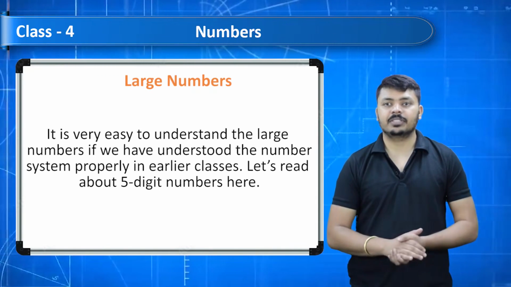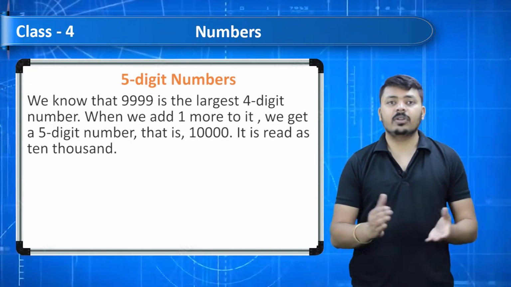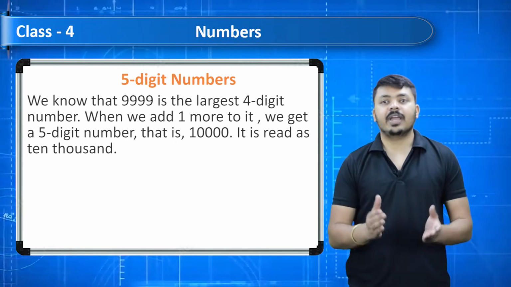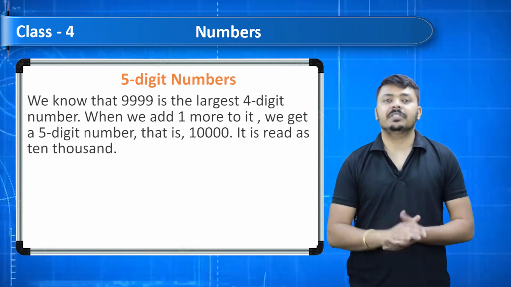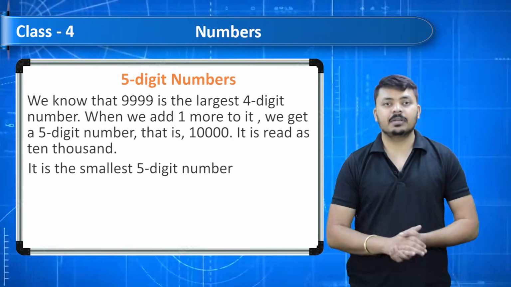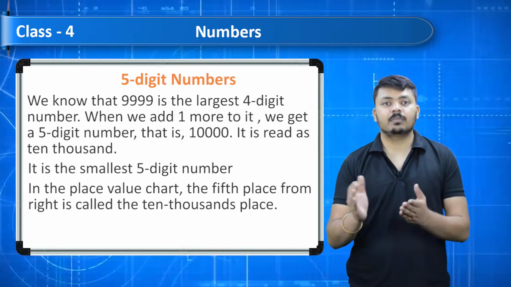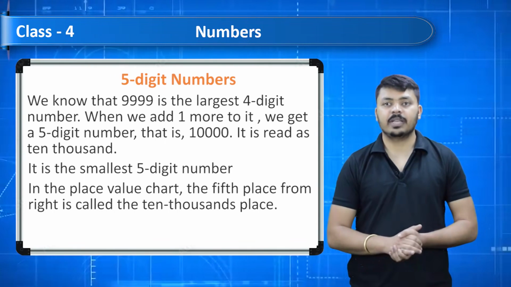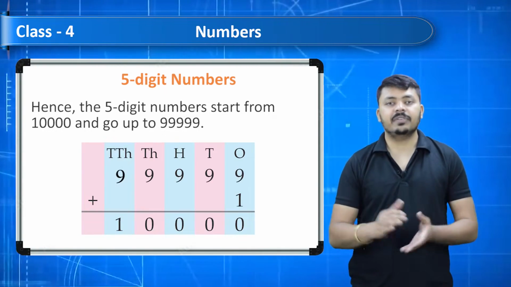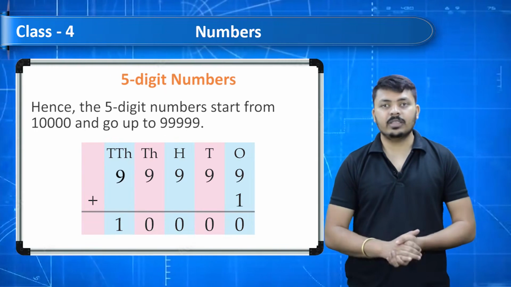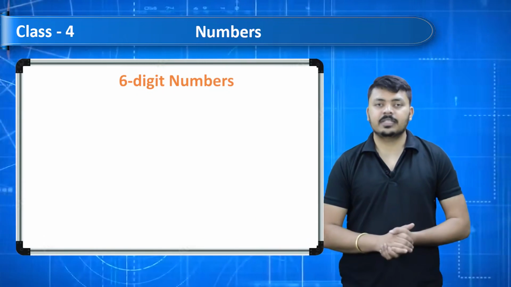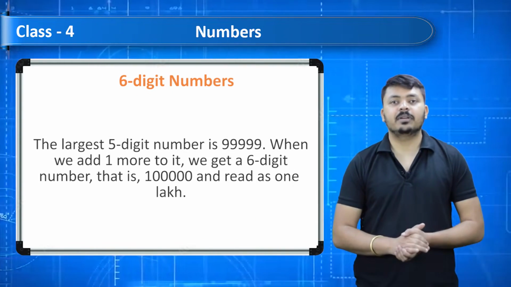Let's read about 5-digit numbers here. We know that 9,999 is the largest 4-digit number. When we add one more to it, we get a 5-digit number, that is 10,000. It is read as 10,000. It is the smallest 5-digit number. In the place value chart, the 5th place from the right is called the 10,000th place, as you can see here. Hence the 5-digit numbers start from 10,000 and go up to 99,999.